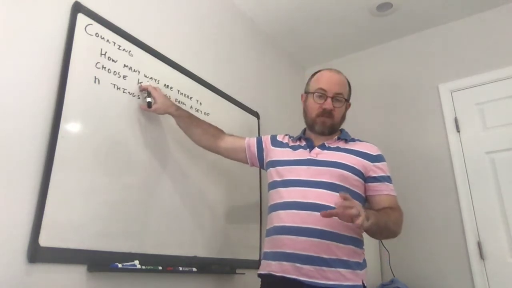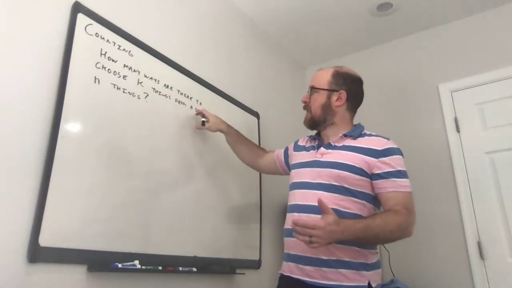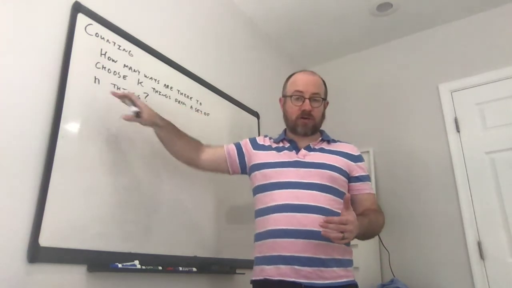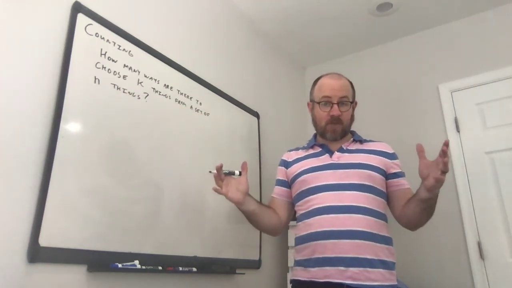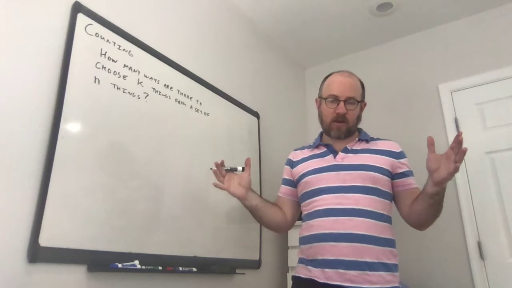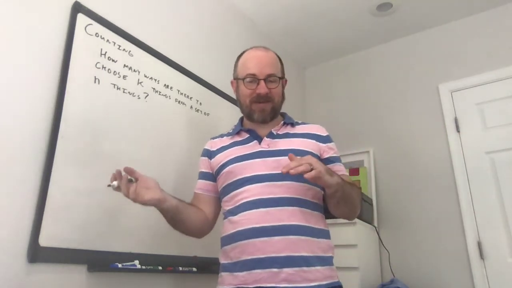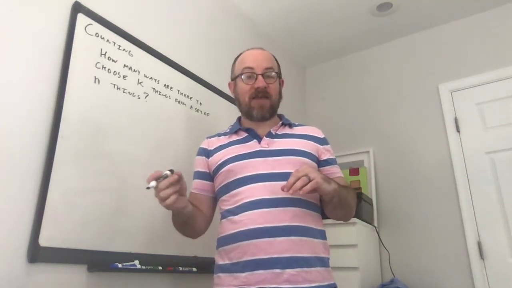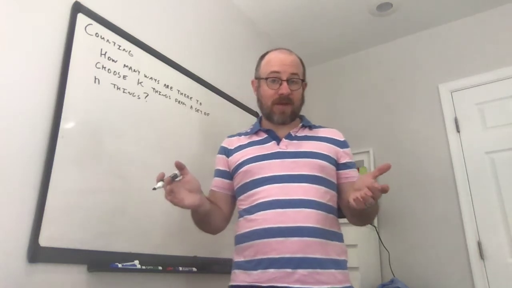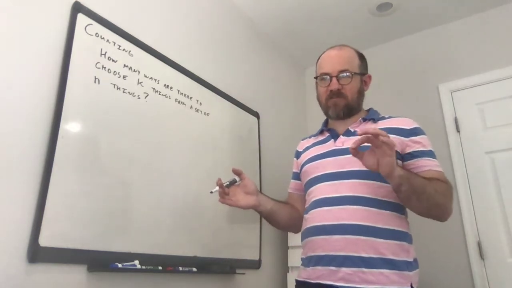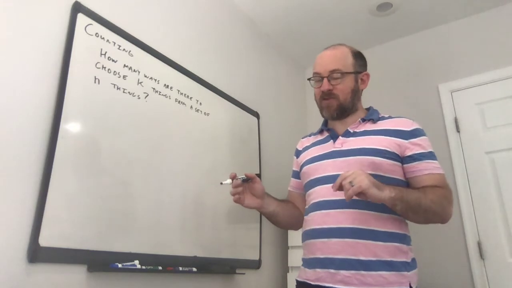K here is always the smaller number. It's the number that we're choosing. N is the larger number. It's the number that we're choosing from. Okay, and so N is always going to be larger than K because you can't choose 5 things from a set of 4. Okay? Actually, that's not entirely true unless you repeat.